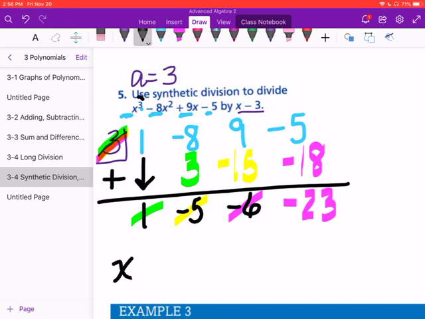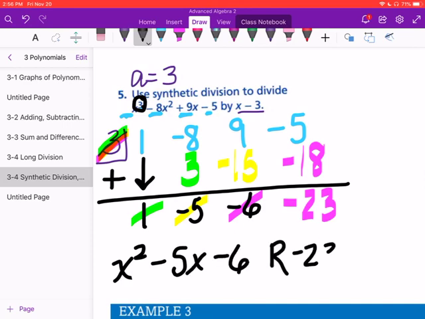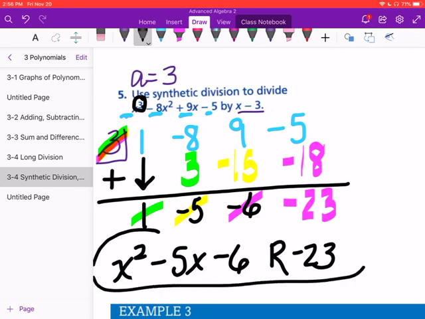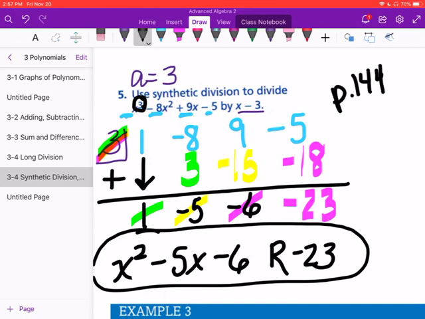So then my quotient is x squared minus 5x minus 6 with a remainder of negative 23. The original problem had an x cubed, so I just go down by 1 on my exponent. Now this was number 5 on page 144. Sorry, I should have told you that a minute ago. On page 144. All right, and so that's how you do synthetic division.